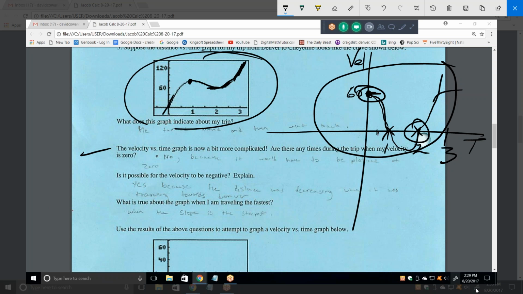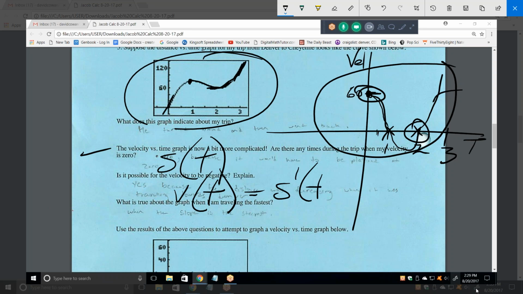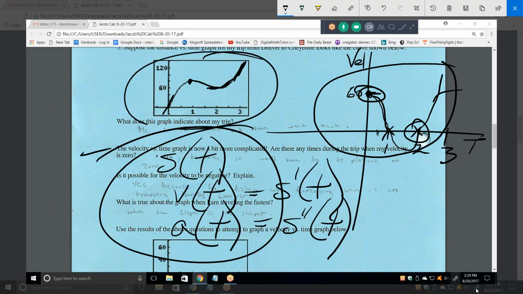Then you have acceleration. And guess what? Acceleration is the slope of the velocity curve. From a calculus point of view, you have position, which is usually represented by that. You have velocity, which is the first derivative of position. And you have acceleration, which is the second derivative of position. And that's how you get all three of those. Velocity is the slope of the position. Acceleration is the slope of the velocity.